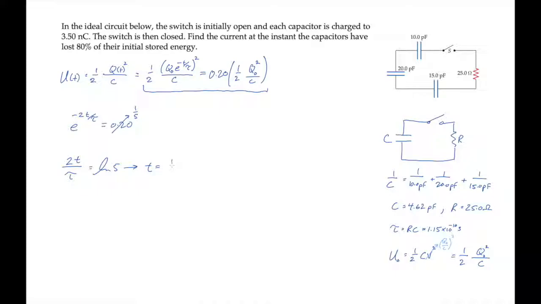the time t. Now we substitute values and find that 80% of the initial stored energy is lost in a time that's less than one time constant and given by this value.